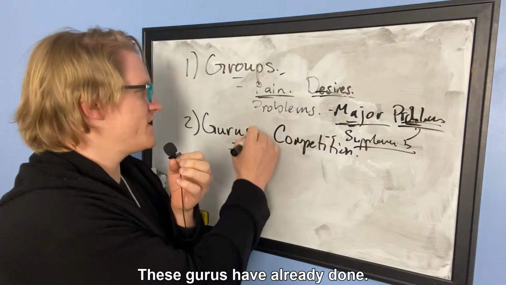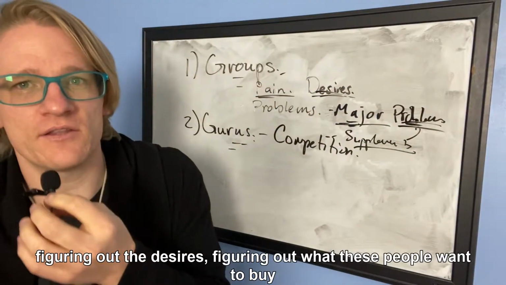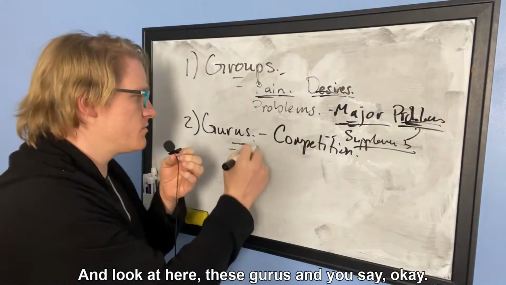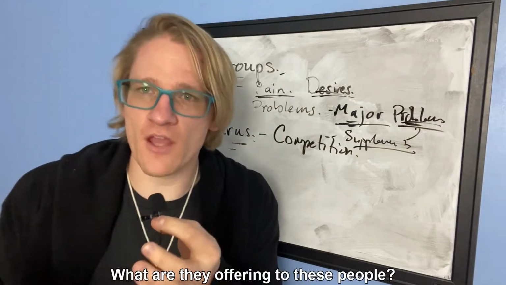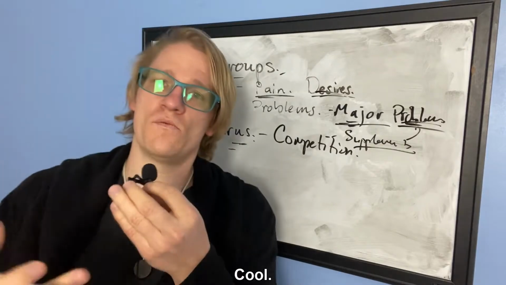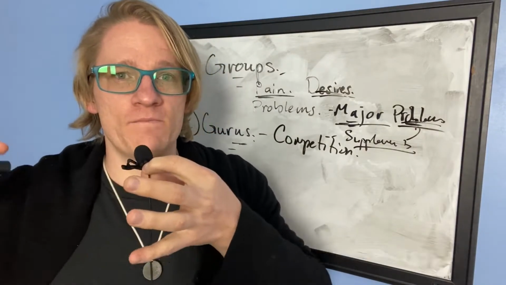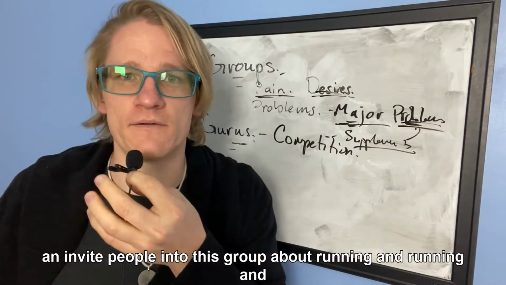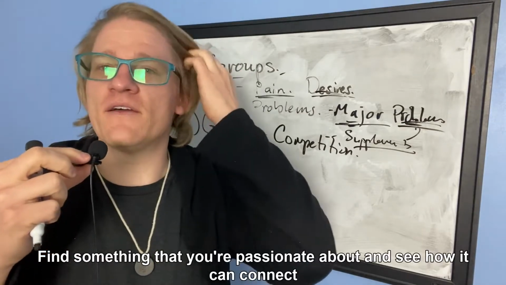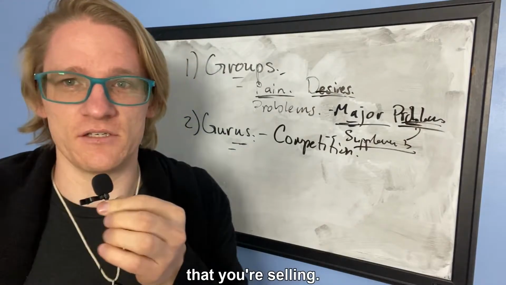These gurus have already done a lot of the work for you as far as figuring out the pain points, figuring out the desires, figuring out what these people want to buy. And you look at these gurus and you say, okay, what are they offering to these people? Oh, look, they're offering a 21-day running challenge. Cool, maybe I could do that too. And I could put together a little Facebook group all about running and invite people into this group, if that's what you're passionate about, right? Find something that you're passionate about and see how it can connect to your network marketing business or the products and services that you're selling.